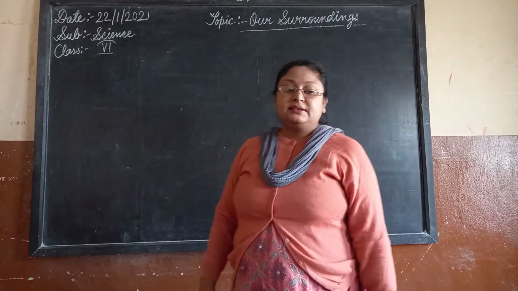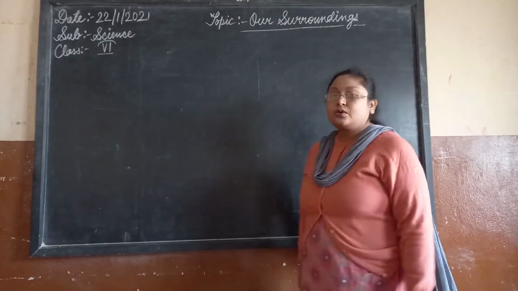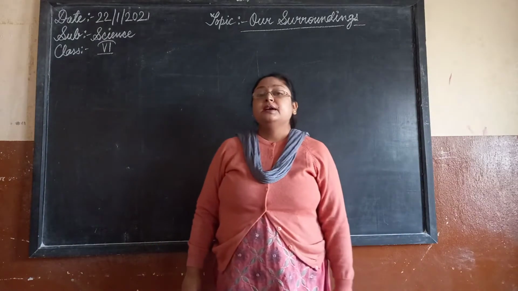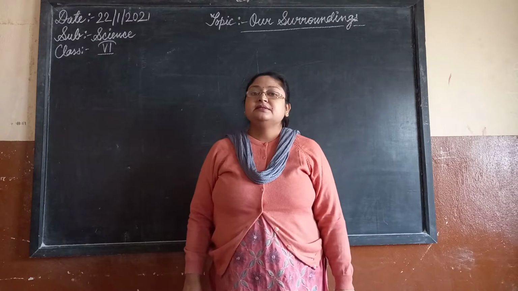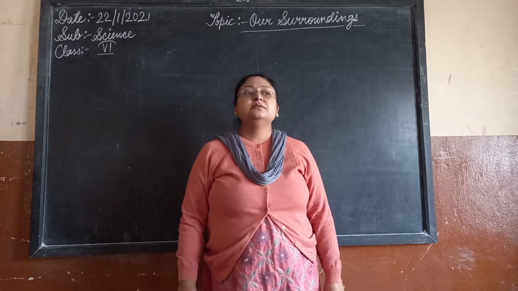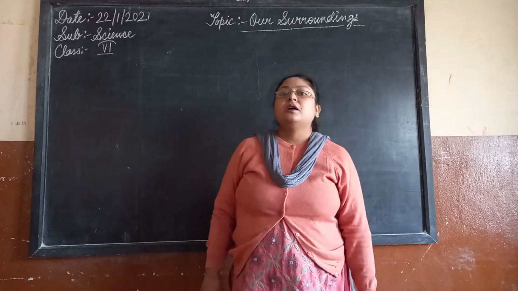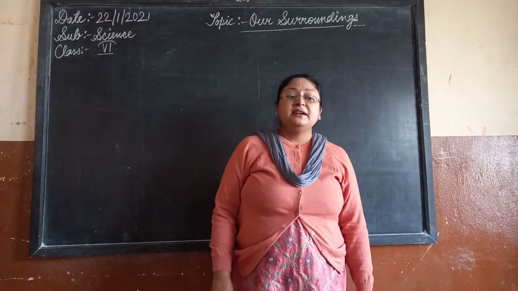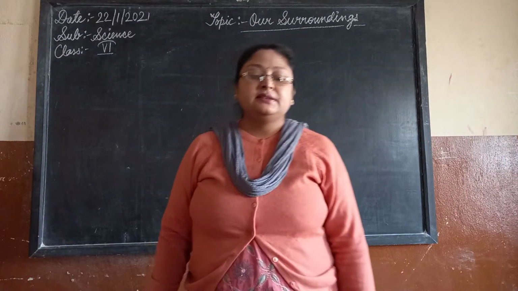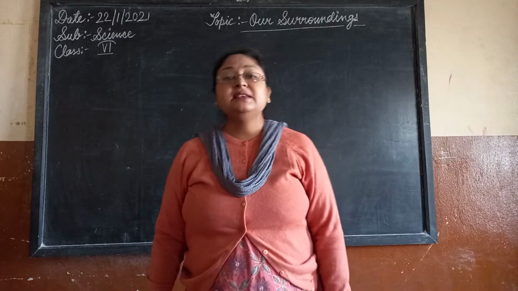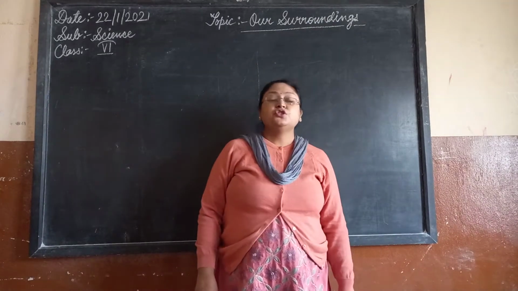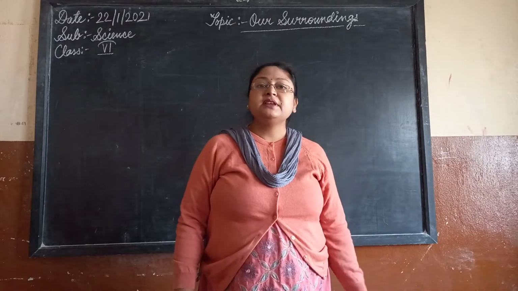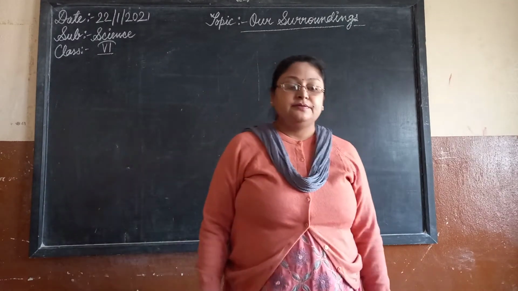So this new lesson is chapter number 8, Our Surroundings. Children, you are aware of your surroundings. There are some living things and some non-living things. There are different kinds of materials, things, and non-living things, which we can easily sort into non-living things and living things.